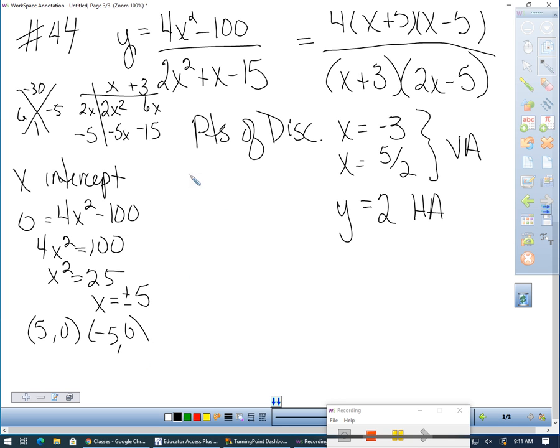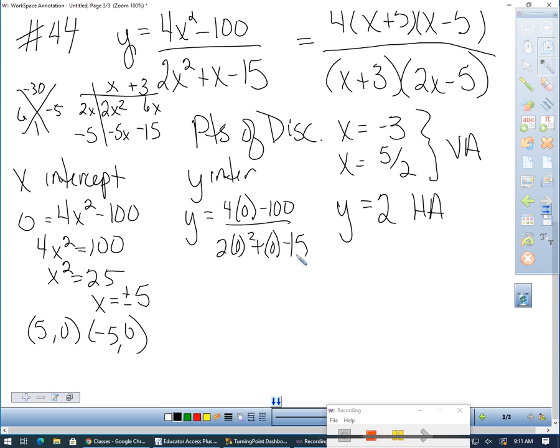Alright, our y-intercept. Again, plugging in 0 for x, we get y equals (4 times 0 minus 100) over (2 times 0 squared plus 0 minus 15). So y equals 100 over 15, which reduces to 20 over 3.